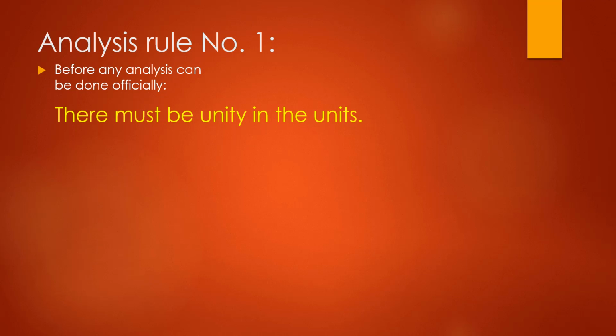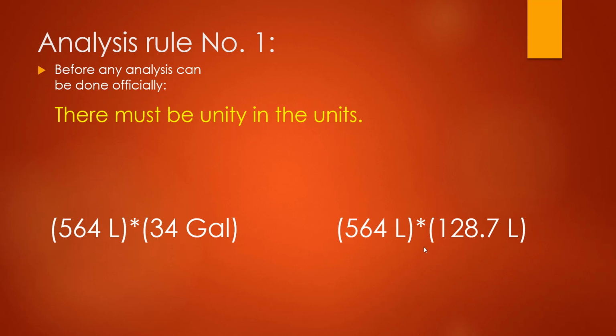Analyst rule number one, it's a simple rule. Before any analysis can be done officially, there must be unity among the units. Basically, all the units have to be the same. For example, if you tried to do math with 564 liters times 34 gallons, you would end up with a number that is so horribly off it'd be comically laughable. The proper way is to take 34 gallons, convert it into liters so that the liters are the same and there's unity amongst units. When you multiply those together, you get the right answer.